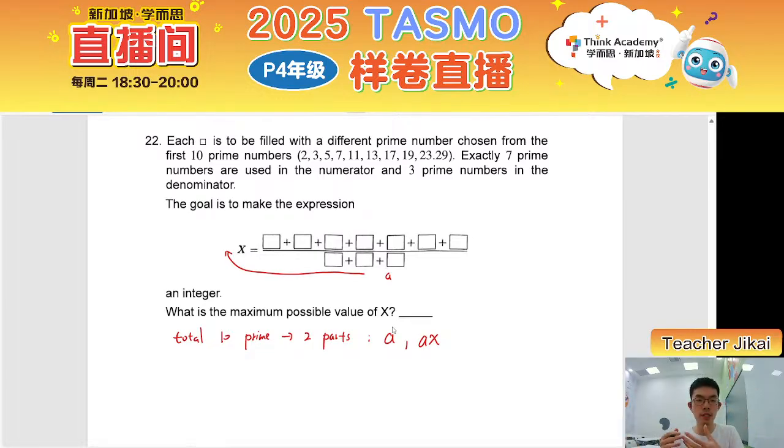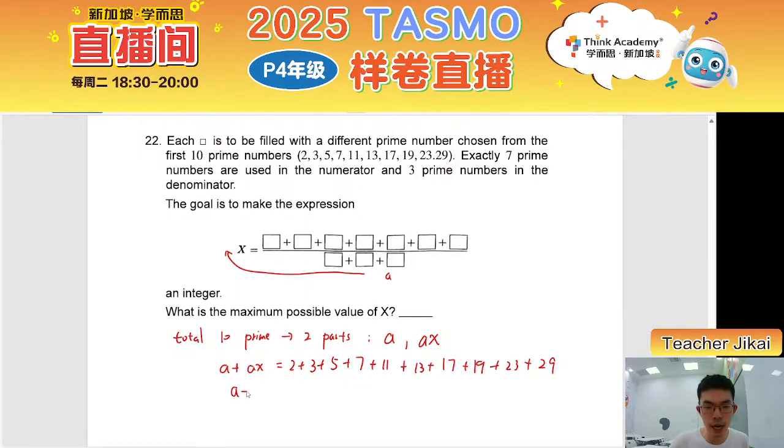So how about the other side of the equation here? The 10 prime numbers should be added up together, right? So it will be a plus ax equal to 2 plus 3 plus 5 plus 7 plus 11 plus 13 plus 17 plus 19 plus 23 plus 29. Yeah, that's it. So a plus ax is this part. So what is it? A times, right? So this part we can extract the a here out of it. So a times (x plus 1) will be equal to what? You just add them up, right? Do the calculation here. And I will tell you it is 129.